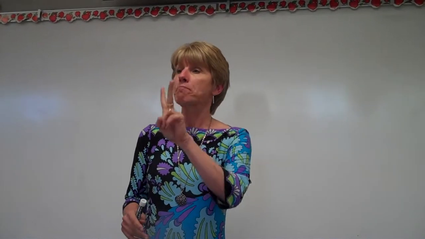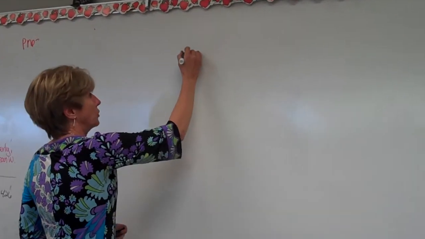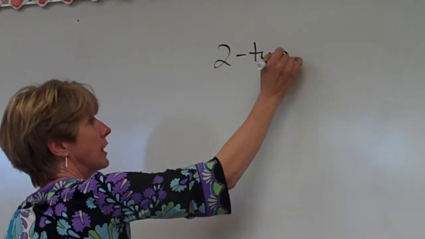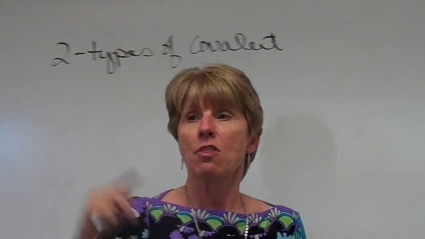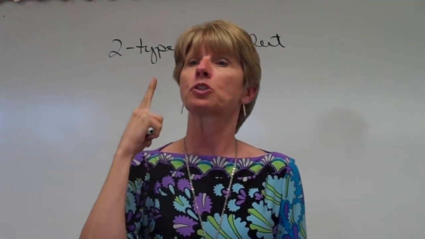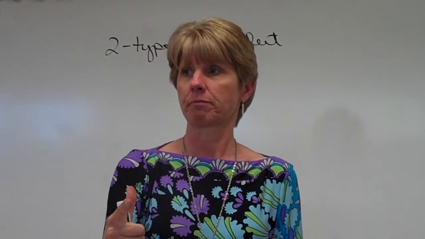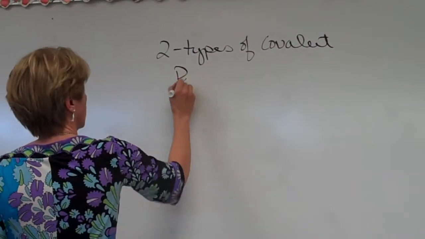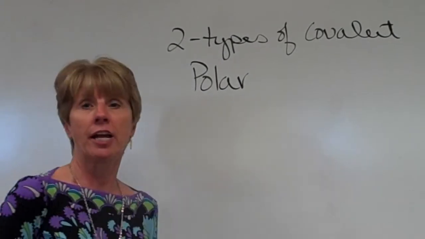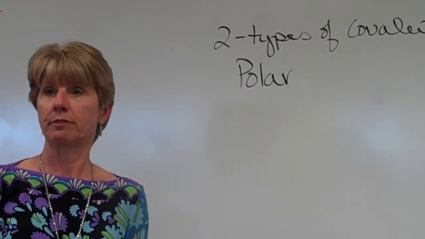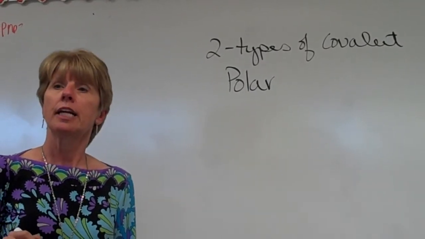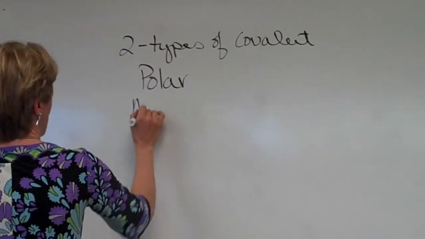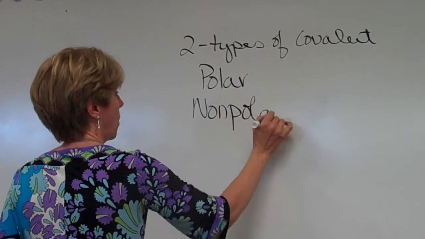Chemical bonding, part 2. Now, we want to know that there are two types of covalent bonding: polar covalent and non-polar covalent. Polar is when the electrons are shared unequally. Non-polar is when electrons are shared equally. So you have polar, you have non-polar.